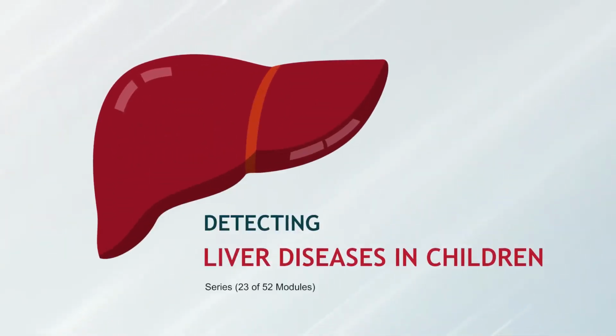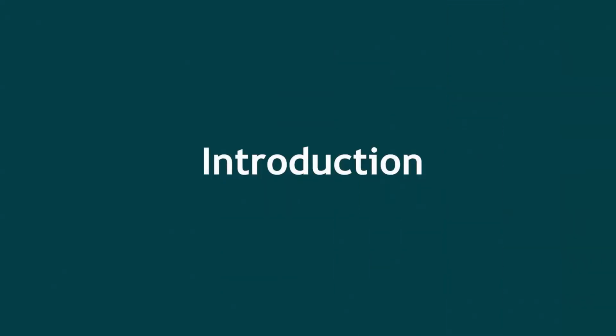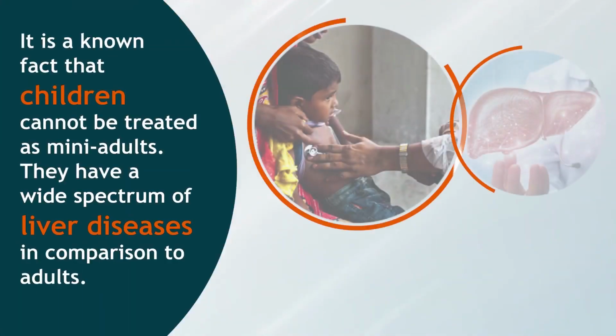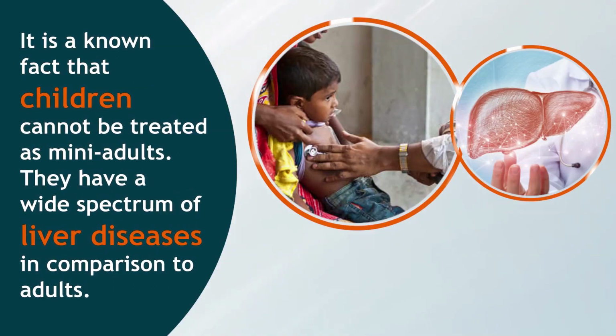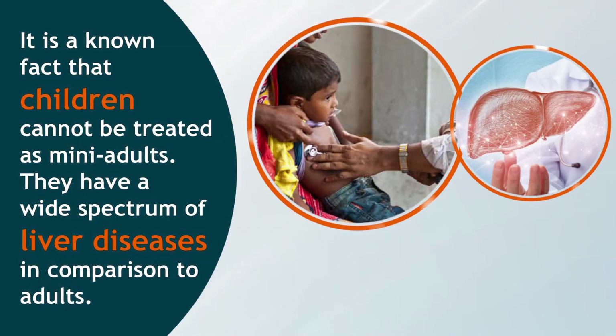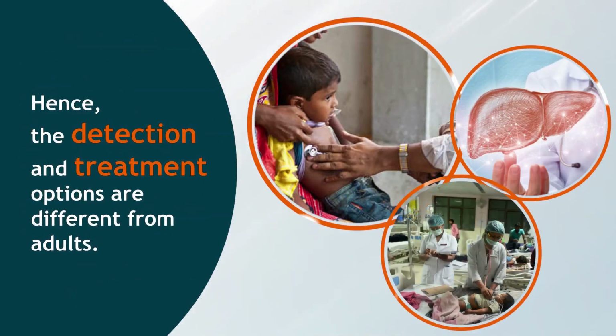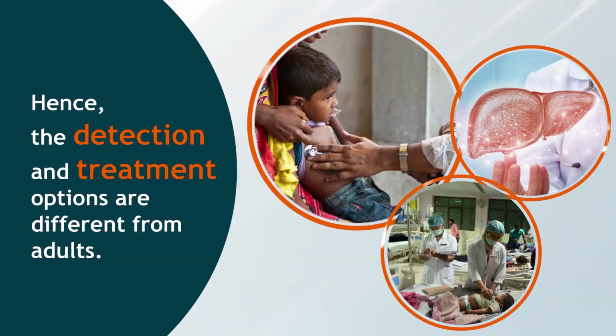Detecting liver diseases in children. Introduction. It is a known fact that children cannot be treated as mini adults. They have a wide spectrum of liver diseases in comparison to adults. Hence, the detection and treatment options are different from adults.